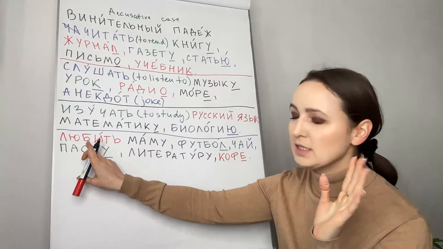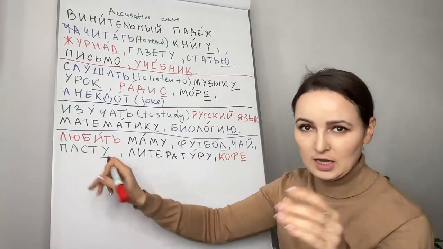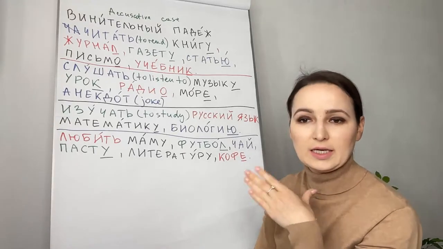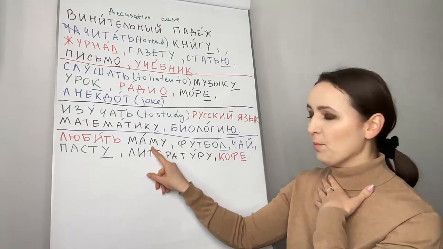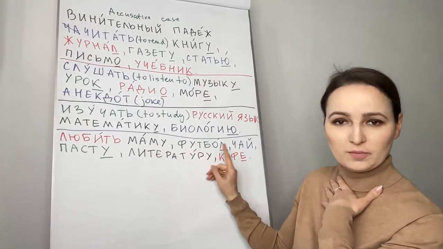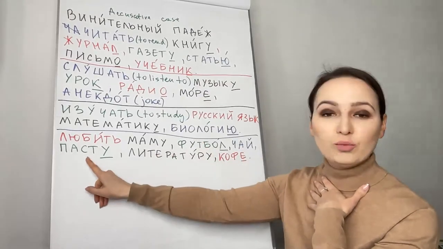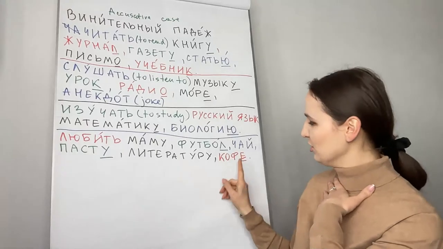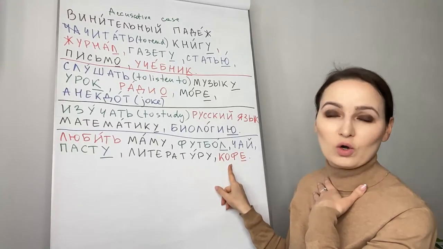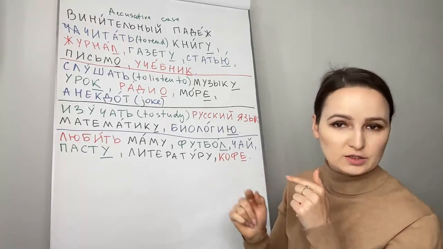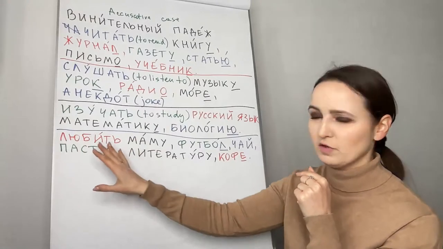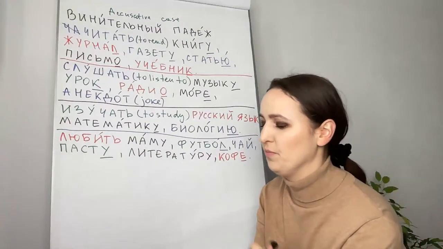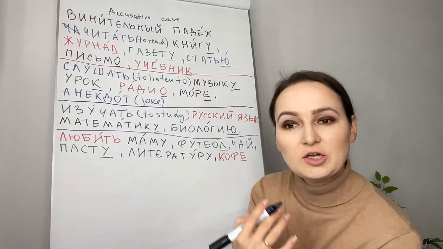Любить is a verb in infinitive. When you use it, you have to conjugate it. Я люблю кофе. Я люблю маму. Я люблю футбол. Я люблю чай. Он любит пасту. He likes pasta. Она любит литературу. She likes literature. Мы любим кофе. We like or love coffee. You have to conjugate this verb. Here I wrote it in infinitive just to show you the example of the nouns that we can use with this verb.